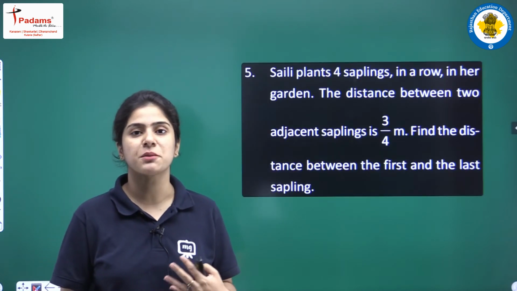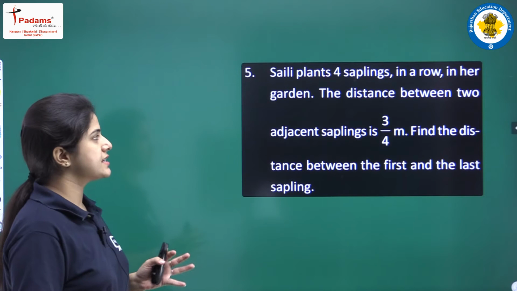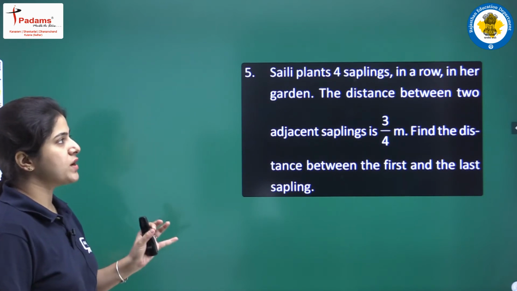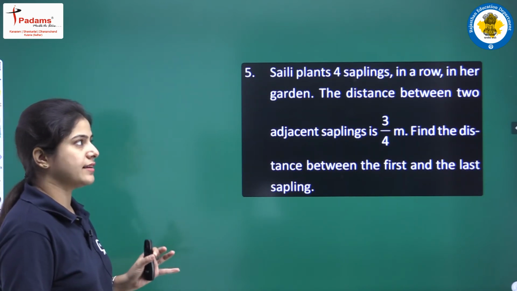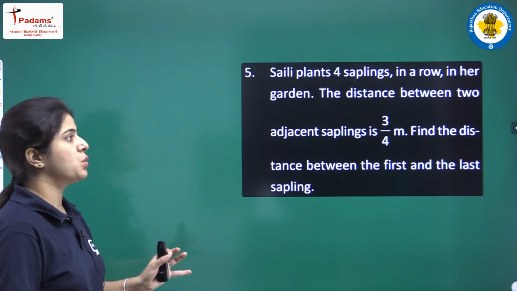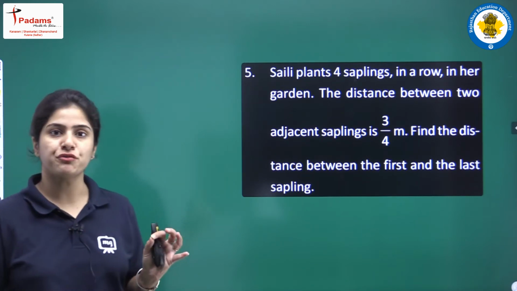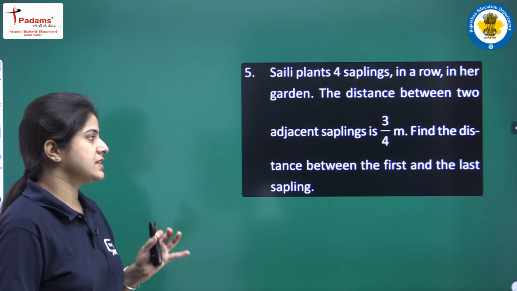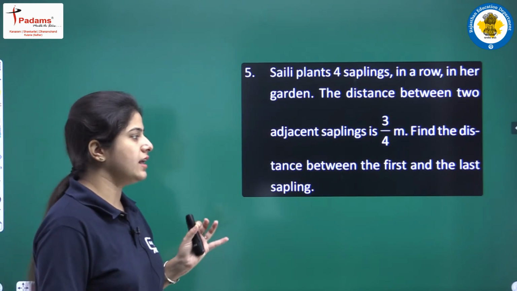What is question number 5? Sally plants 4 saplings in a row in her garden. The distance between 2 adjacent saplings is 3 upon 4 meter. Find the distance between the first and the last sapling.